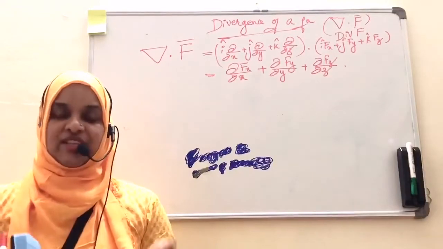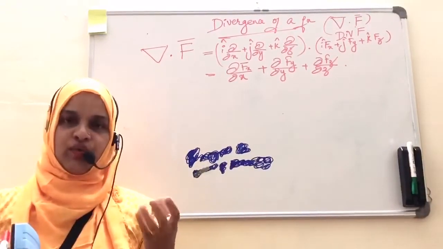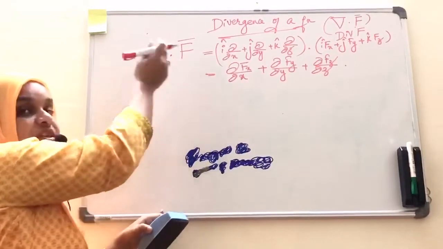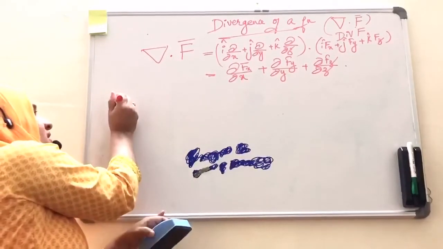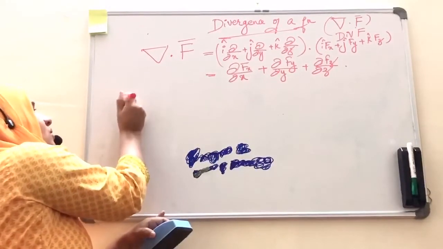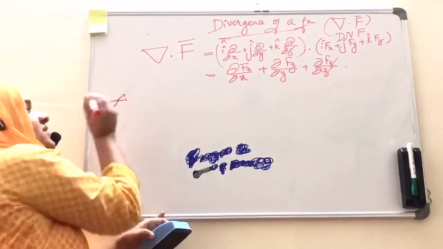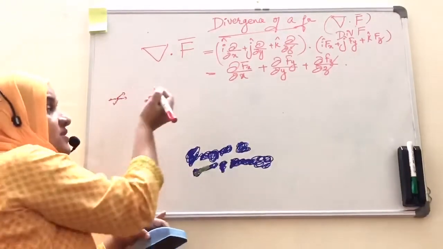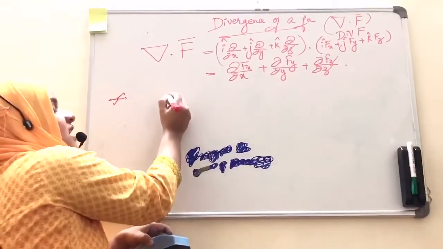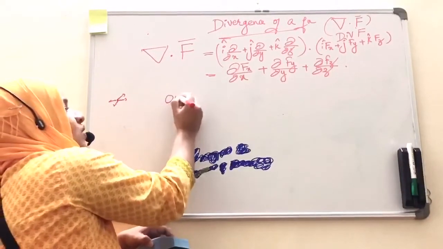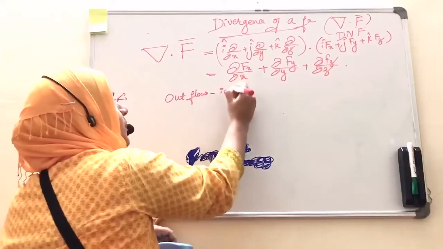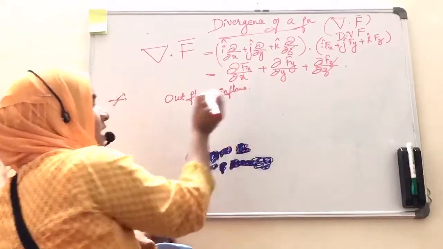Divergence of a function is actually a measure of how much this function f diverges out from a point in question. That is the divergence of a function f. Or we can also define it as the net outflow, or it can also be defined as the outflow minus inflow. I will explain.